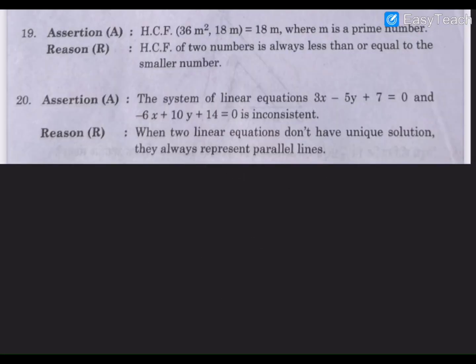Question number 19, assertion and reason is given. The HCF of 36m square and 18m is 18m, where m is a prime number. The HCF of two numbers is always less than or equal to the smaller number. The assertion is correct, the reason is also correct. So for the 19th, A will be the correct choice.